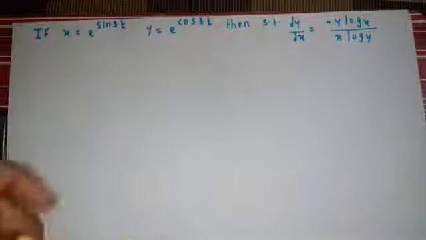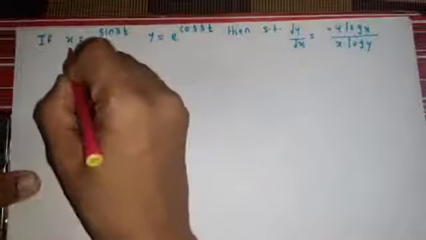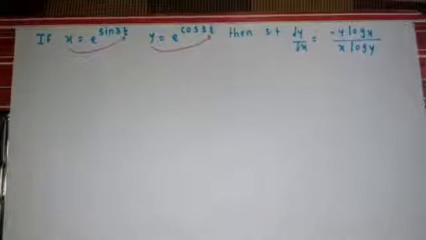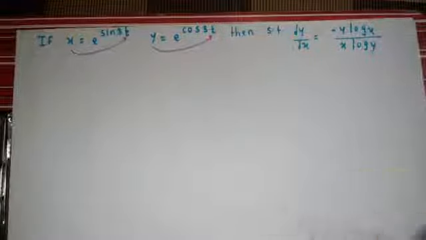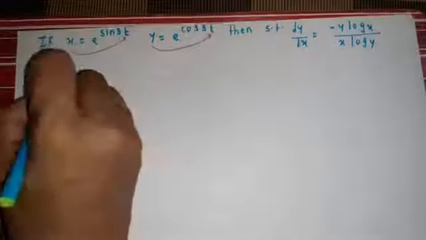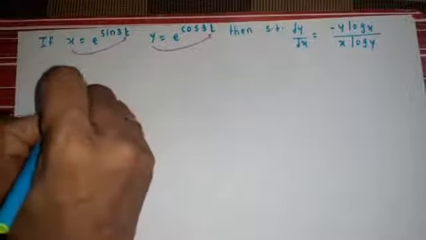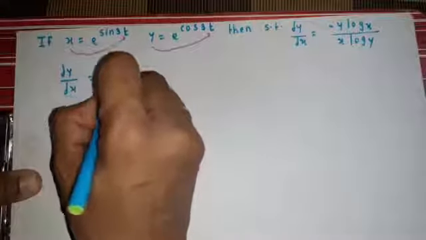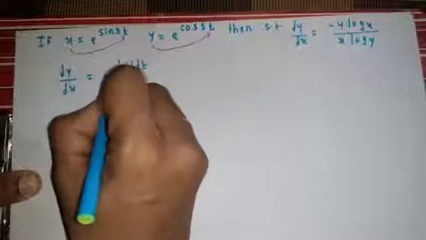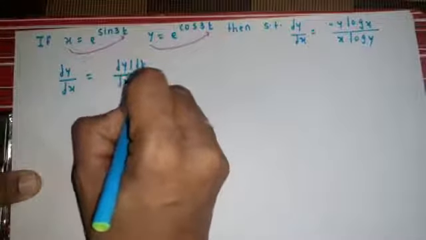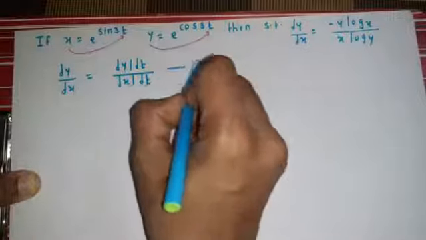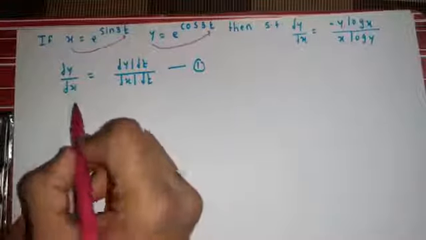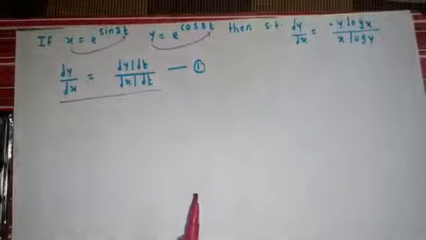Okay. So here x is a function of t, and y is also a function of t. Therefore, by using differentiation of parametric functions, because we have to find dy by dx, we have dy by dx equals dy by dt upon dx by dt. Suppose this is 1. Now find dy by dt, find dx by dt and put the values in 1.